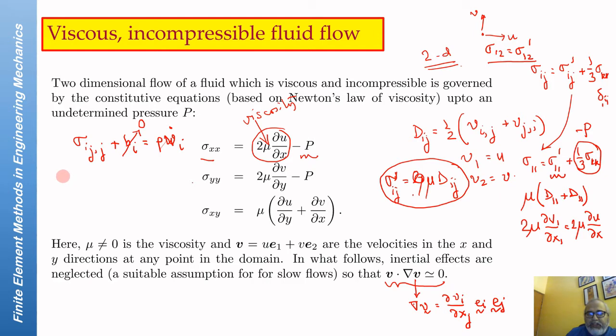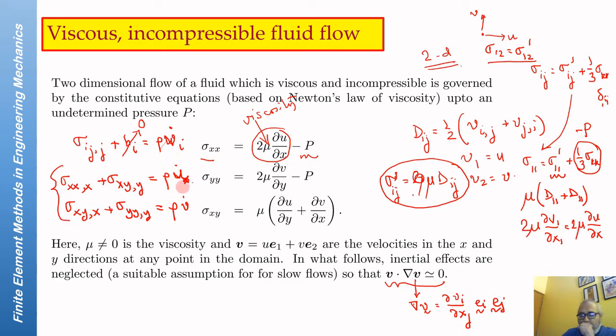So in 2D, we'll have two equations: sigma xx comma x plus sigma xy comma y equal to rho vx dot, that is rho u dot in our notation, and sigma xy comma x plus sigma yy comma y equal to rho v dot. These would be our two governing equations, and this is the time derivative of u.